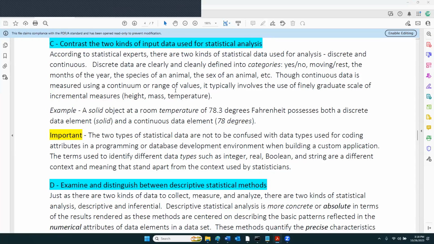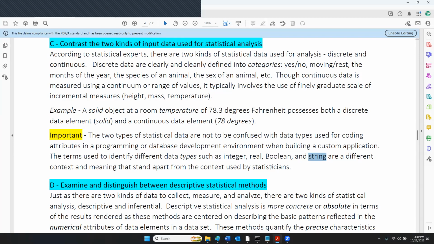So as we closed out our session on Tuesday, we were reviewing the two different kinds of input data with respect to statistical analysis. Now there are different data types. When we talk about data types in a programming environment, we're talking about things like whether it's a whole number, an integer, or a number with a decimal point, a real number, or if it's a Boolean value like true or false, or 1 or 0, or on or off, or if it's string data, which means there are letters and symbols, it's character data.